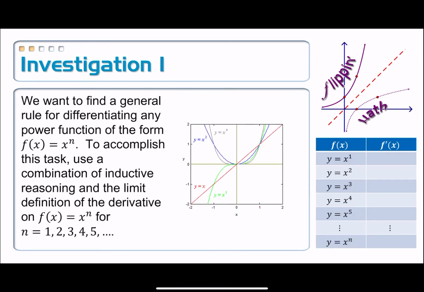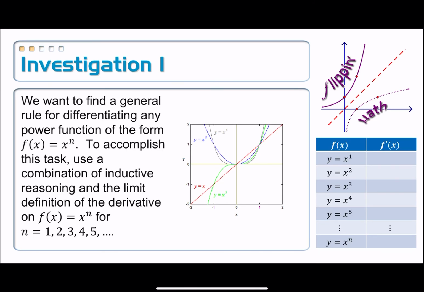So here's something that I would want you to do. You stop the video in order to perform this particular investigation. We want to find a general rule for differentiating any power function. A power function looks like a variable raised to a power: x squared, x to the third, and so on. So we have f of x is equal to x to the n in general. To accomplish this task, you're going to use a combination of inductive reasoning and then the limit definition of the derivative for f of x is equal to x to the n on just these first 5 power functions.